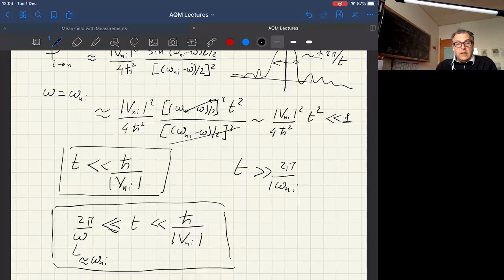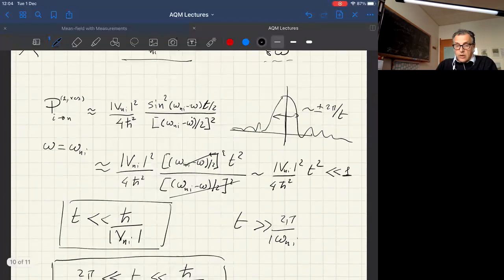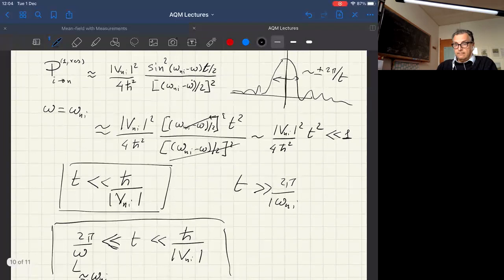Now, what does it mean? It means that if you want to consider a frequency which is close to the resonance frequency, and you want to consider very large times or very small times, the expression that we got is not valid. Okay? But let's elaborate a little more on this.